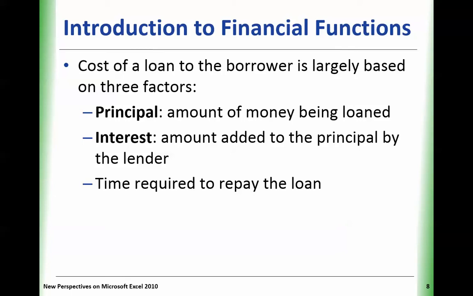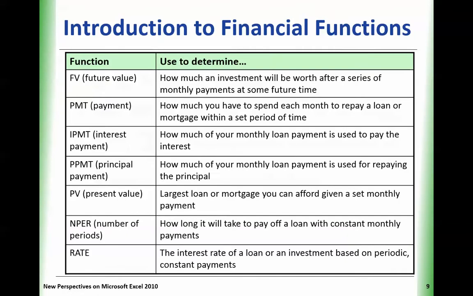So we took out a loan for $10,000 to buy a car. We paid 5% interest, and then there's how much time you're going to pay over the loan, typically 5 years for a car loan, something like that. So principal is the initial amount, interest is the compounding amount, time is just that, a period. Future value is how much something will be worth in the future, after either investments or after payments. Payments is how much you spend each month to repay a loan or mortgage within a set period of time.